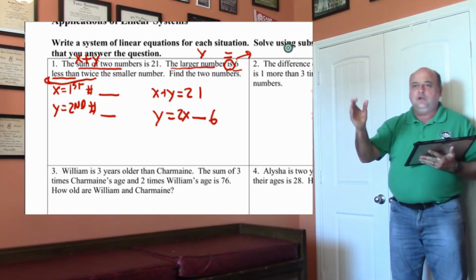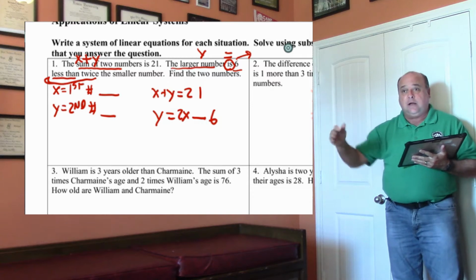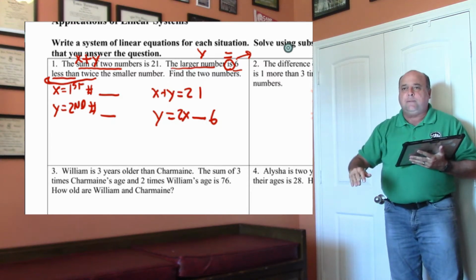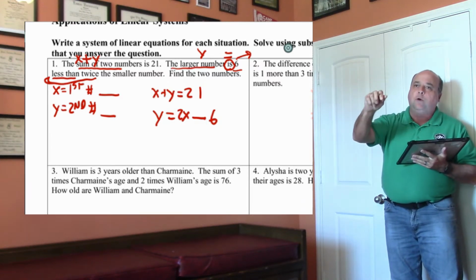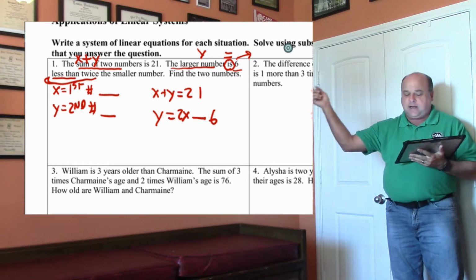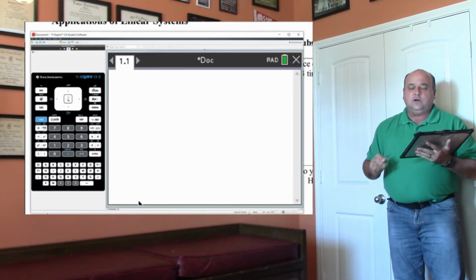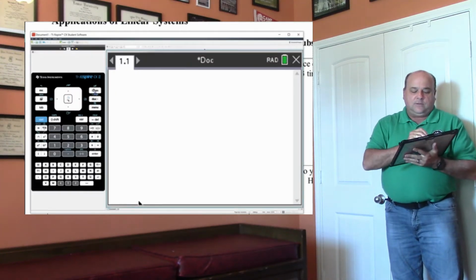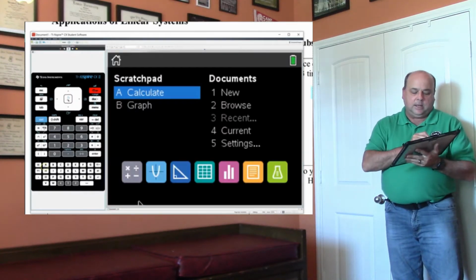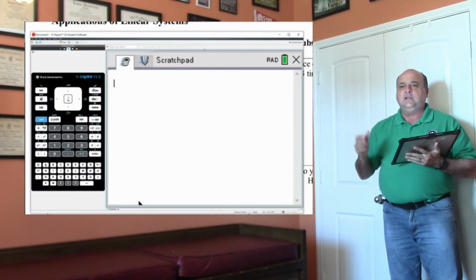Now what I would like you to do is use your calculators. We can easily go through this and do it by hand, but I want you to do the word problems, write the equations, and use the calculator. That way you get some repetition with the calculator. So in your calculator, hit the home button and go to calculate.